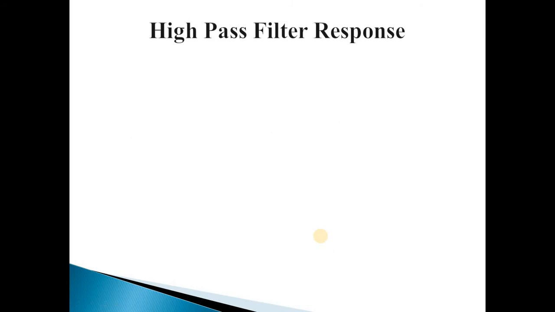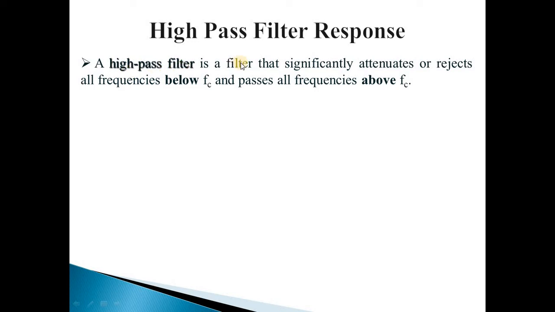Now high pass filter and its response. A high pass filter is a filter that significantly attenuates or rejects all frequencies below critical frequency and passes all frequencies above critical frequency. Let me tell you the major difference between high pass filter and low pass filter. High pass filter passes all frequencies above critical frequency and low pass filter passes all frequencies below critical frequency.